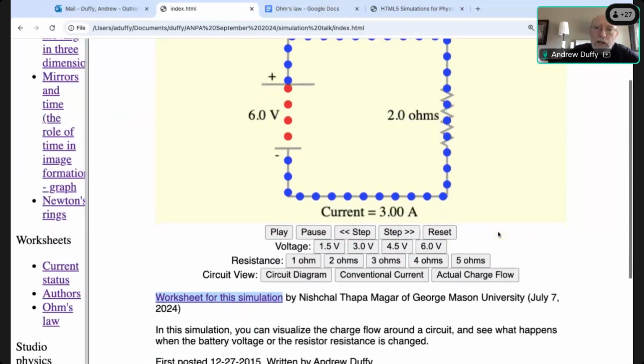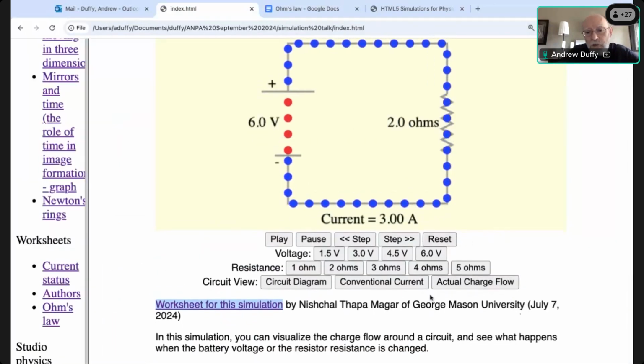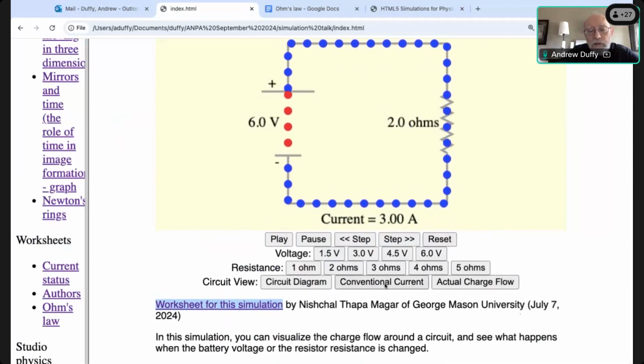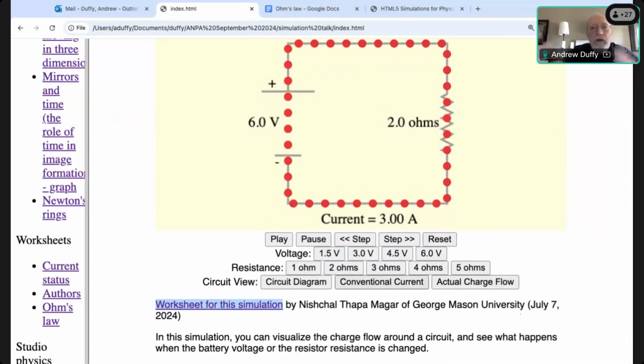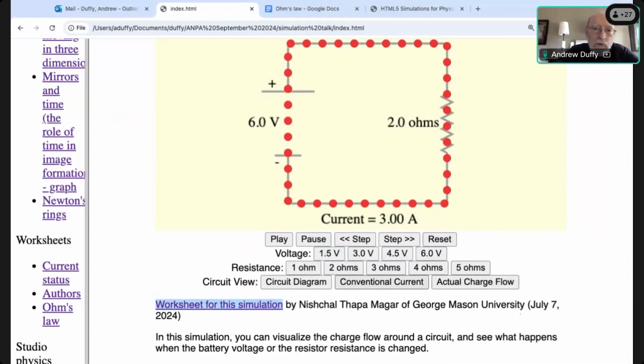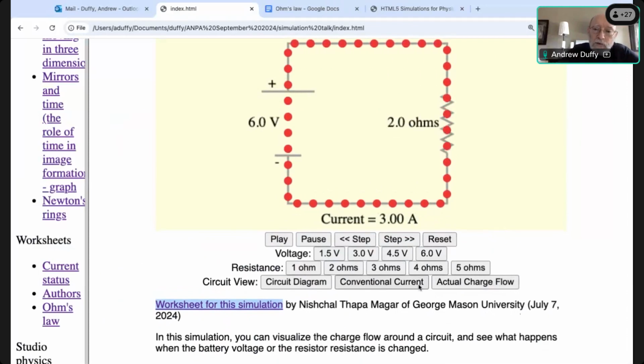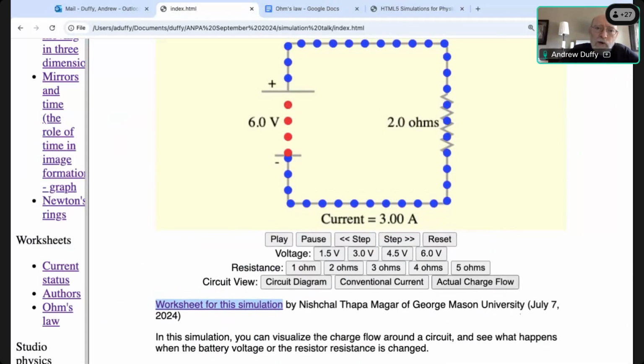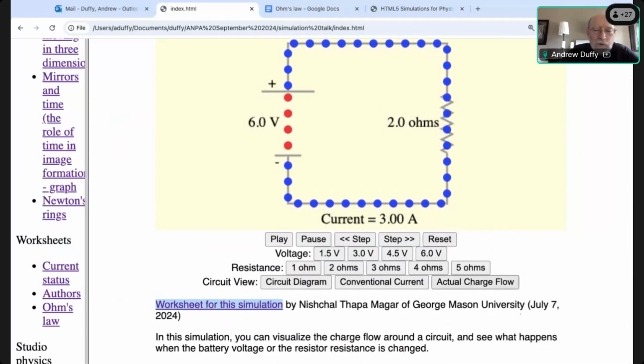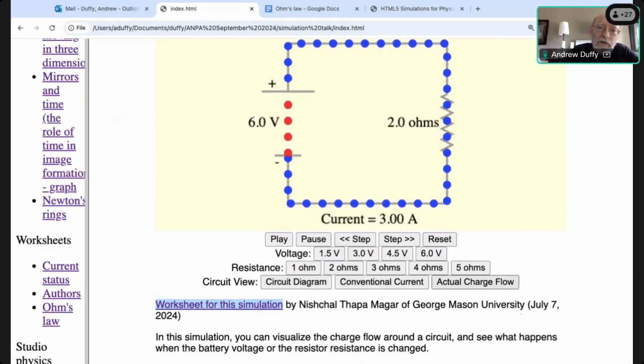So what's happening in this one is, I like this, right? You can actually see the conventional current. This conventional current is as if positive charges are flowing around the circuit. So that's what we typically look like, but it shows with students. You can just have the circuit diagram without that. That's kind of boring. And then I kind of like this version with the actual charge flow, because you can see something very interesting happens at the battery, right?